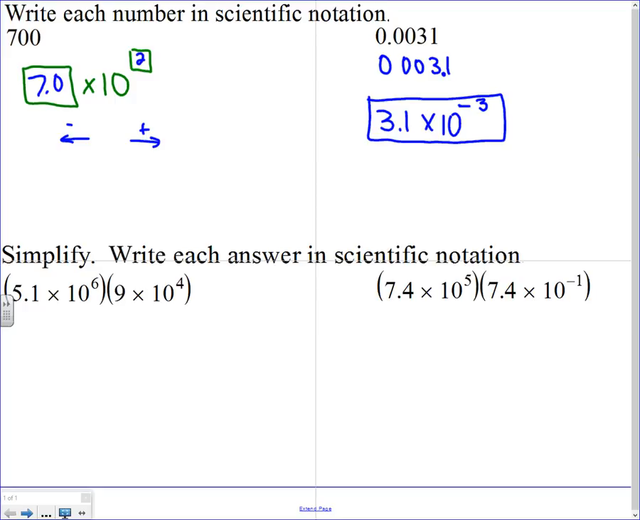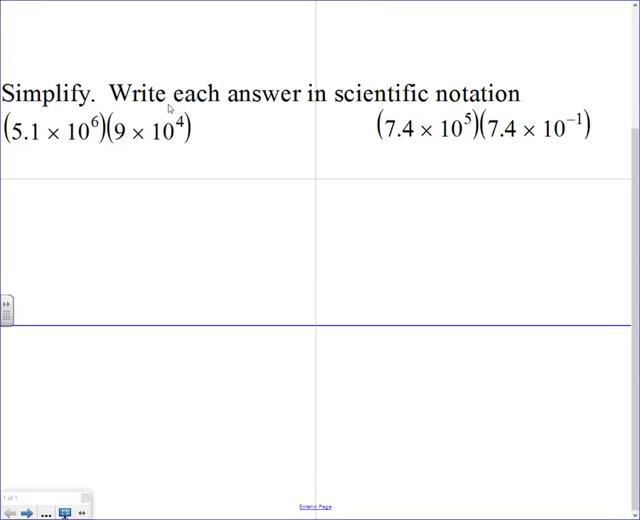Okay, the next problem is a slightly more complicated problem. It says simplify, and write each answer in scientific notation. So we're going to do the following. Put 9 right here times 10 to the fourth. All I did was copy this over here. And now I'm going to multiply these the way we normally multiply. 9 times 1 will give you 9. 9 times 5 will give you 45.